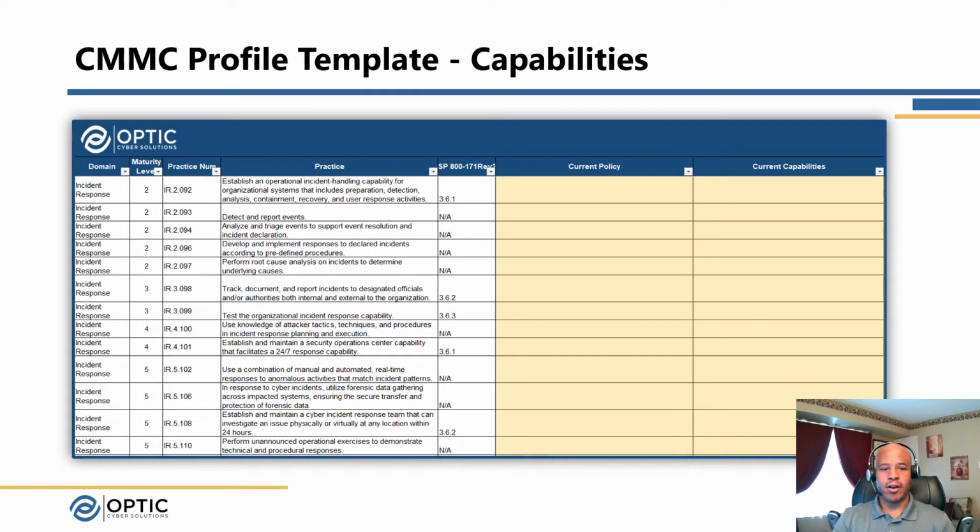The second part of the CMMC profile template is around capability. Here you're documenting current policies that support certain domains. It could also include procedures, any process documentation, and the actual capabilities themselves: technologies, tools, artifacts, things like that. For an example, to see where you fall against the practices in your current state, you want to document what's currently being done, so you know where the gaps exist and what your target will be going forward.